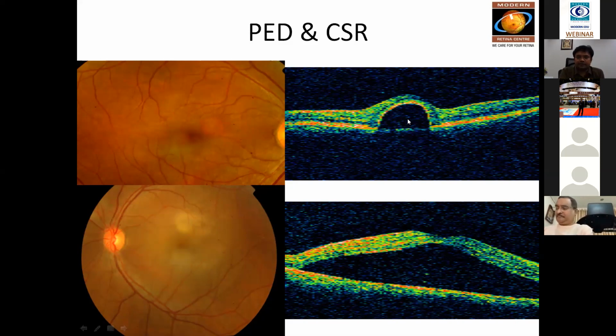But majority of the times this coexists along with a case of CSR. In a CSR, sometimes we see multiple areas of pigment epithelial detachments like this within the fluid. That is again a coexisting condition. But a PED like this, you should keep in mind, the secondary diagnosis is age-related macular degeneration.